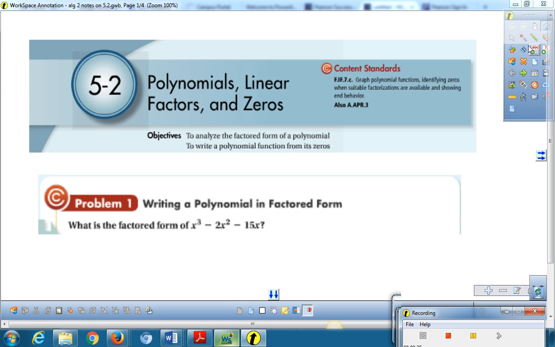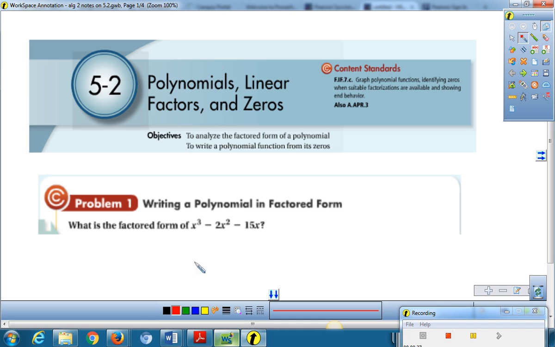Okay? So, writing a polynomial in factored form.